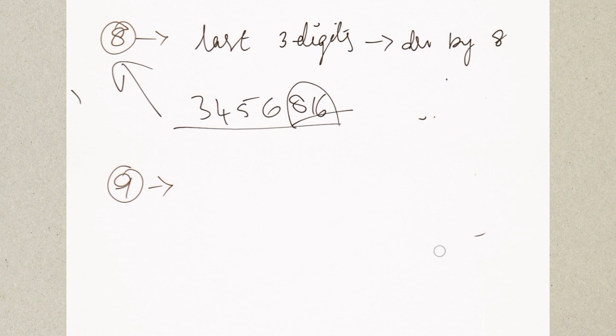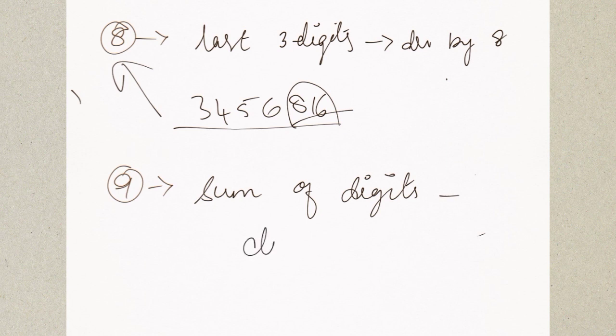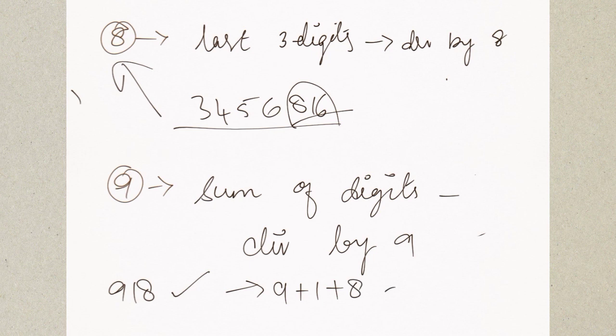Now we will see the divisibility condition for 9. For 9, it is similar to 3. The 3's rule and 9's rule are similar. The sum of digits should be divisible by 9. Suppose 919. So 9 plus 1 is 10, 10 plus 9 is 19. So this is not divisible. If I have 918, yes, this is divisible, because 9 plus 1 is 10, plus 8 is 18. So 18 is divisible by 9, so it is divisible by 9.